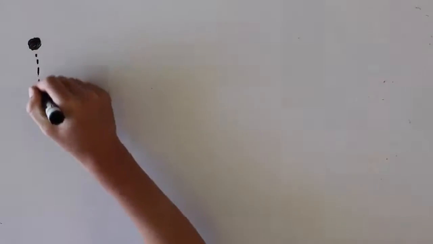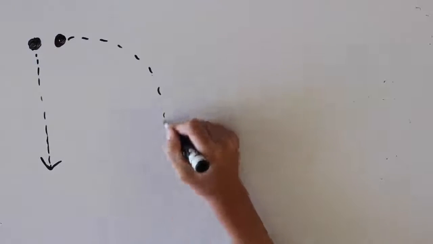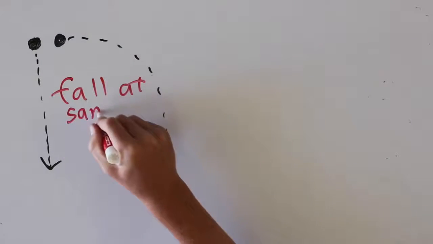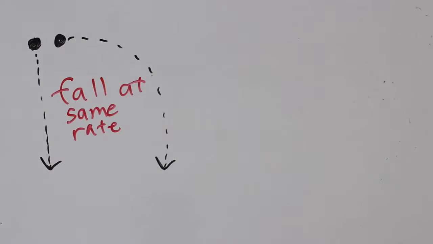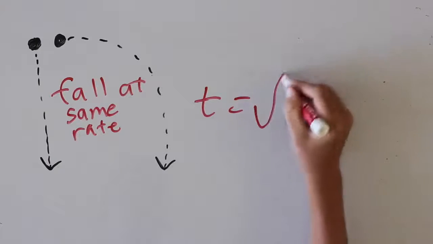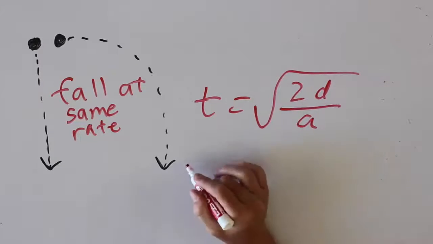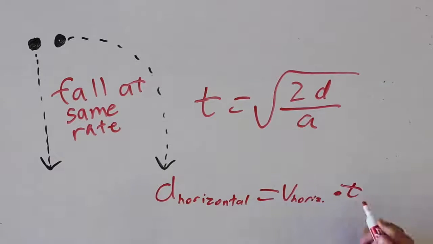So all in all, now you know that horizontal projectiles still fall downwards at the same rate as drop projectiles. And you also learned how to solve for horizontal velocity, horizontal distance, and time in air using the following equations. Time equals square root of 2d over a, and horizontal distance equals velocity times time.